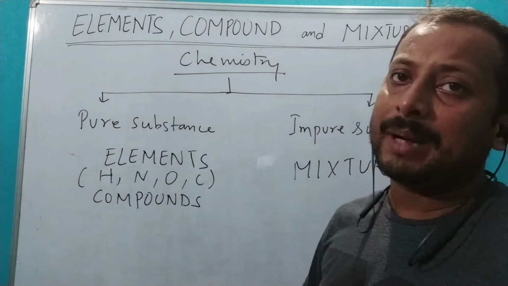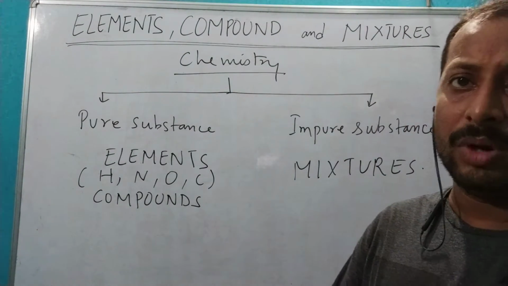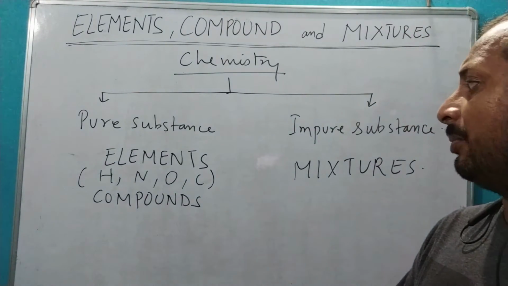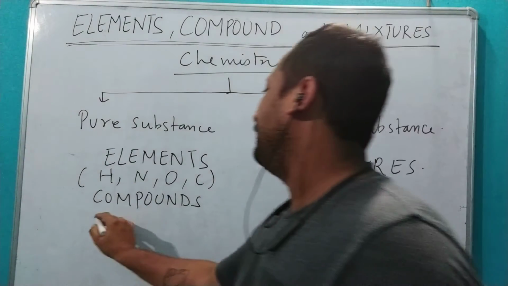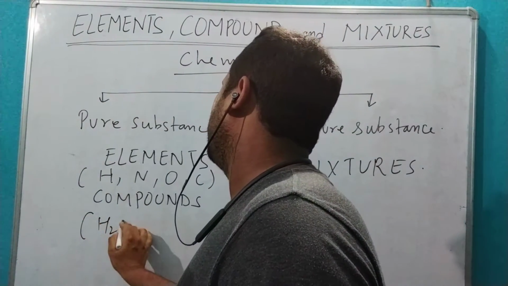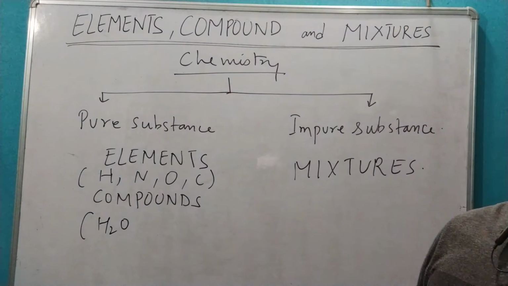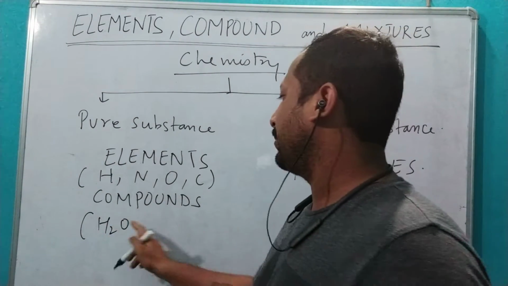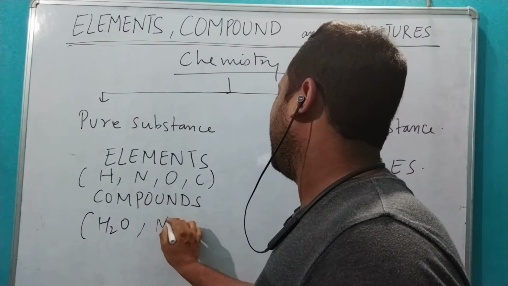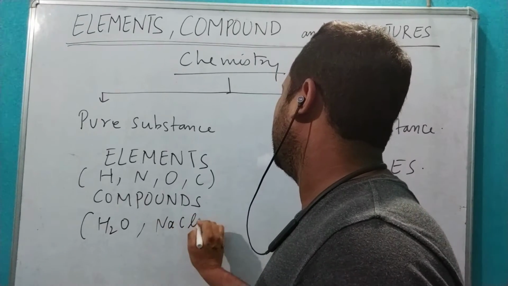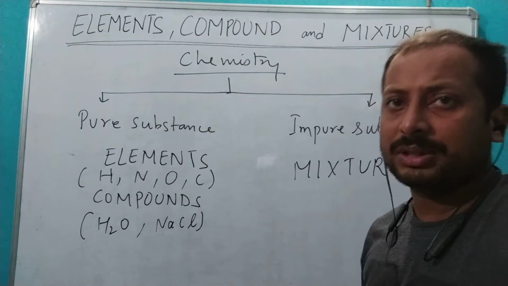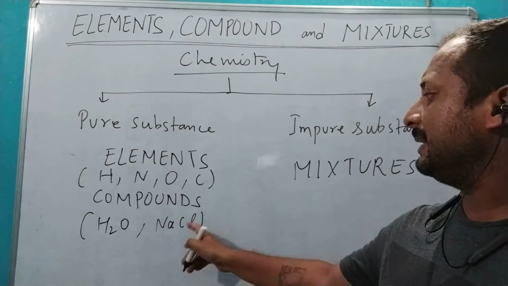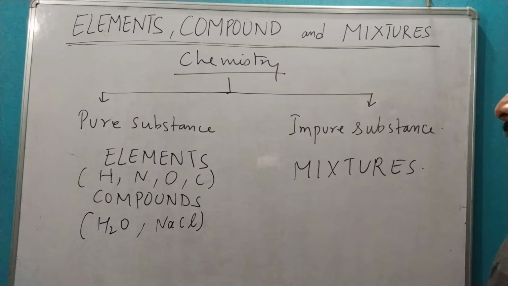When we talk about compounds, we have molecular formula or chemical formula for compounds. For example, H2O. This is water. NaCl. Sodium chloride. Common salt.